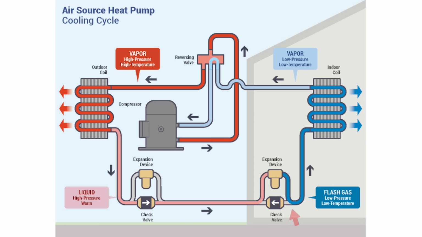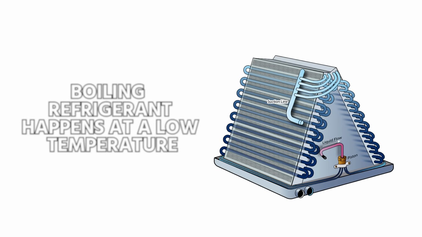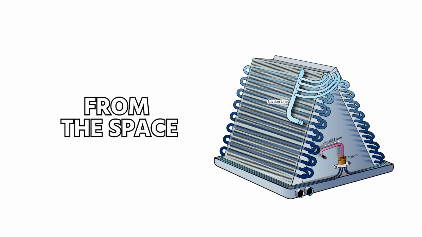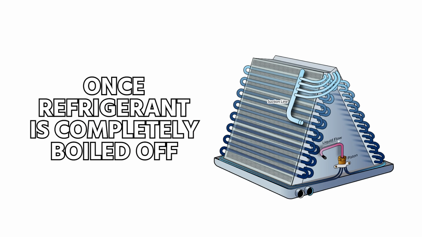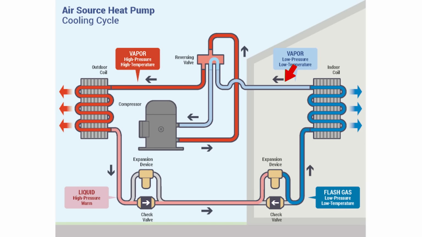So once the refrigerant leaves the metering device, it begins to boil as that pressure is dropped. In the evaporator coil, boiling refrigerant actually happens at a low temperature, and that absorbs heat. That's the evaporator's job, is to absorb heat from the space. So on a split system, that evaporator coil in cooling mode is on the inside, and it's actually picking up heat from inside the occupied zone. Once the refrigerant is completely boiled off, so it's completely changed from liquid to vapor, that refrigerant travels back down the suction line, back to the compressor.